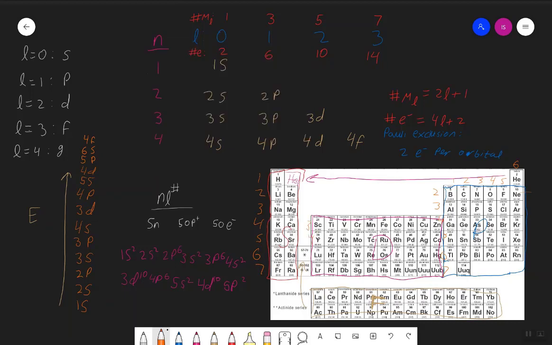4, 5, 6. Now this is a little bit messy. Here you start with 4 and then you go to 5. So it's a little bit messy, but in general this is sort of how it works. So if you have europium, element 63, the outer electrons will be 4f, 1, 2, 3, 4, 5, 6, 7. So 7 electrons in the 4f subshell.